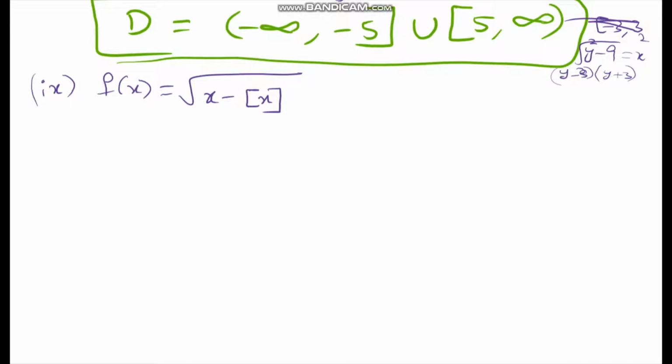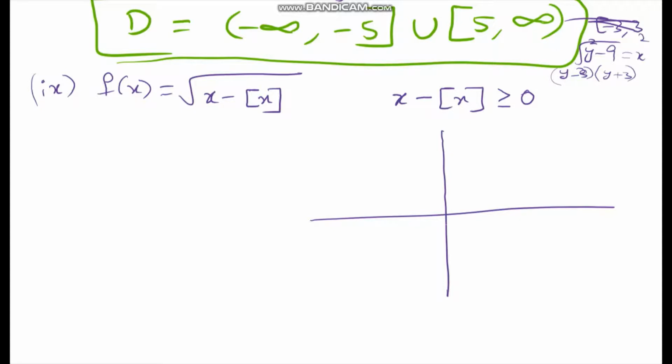Next question is the ninth one. f of x equals square root of x minus step x. This is defined only when x minus step x should be more than or equal to 0. Step x is a function. It is also called the greatest integer function.